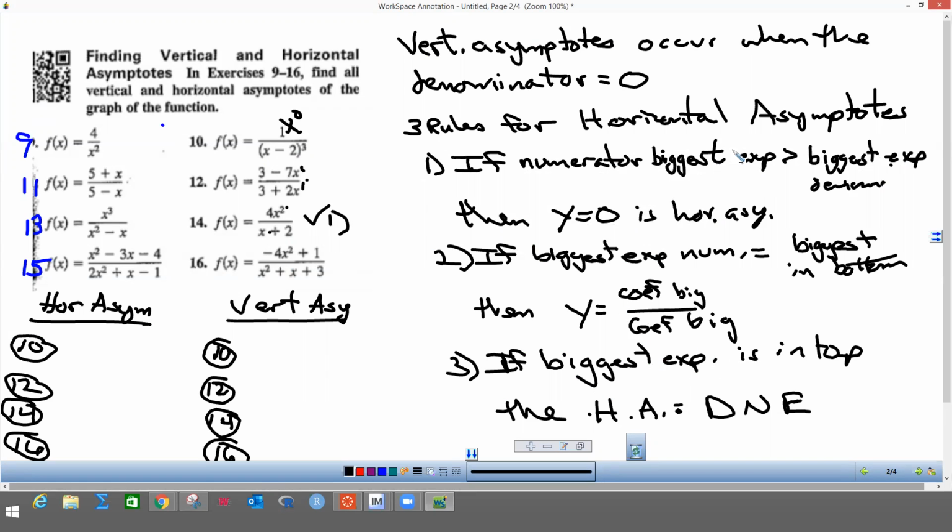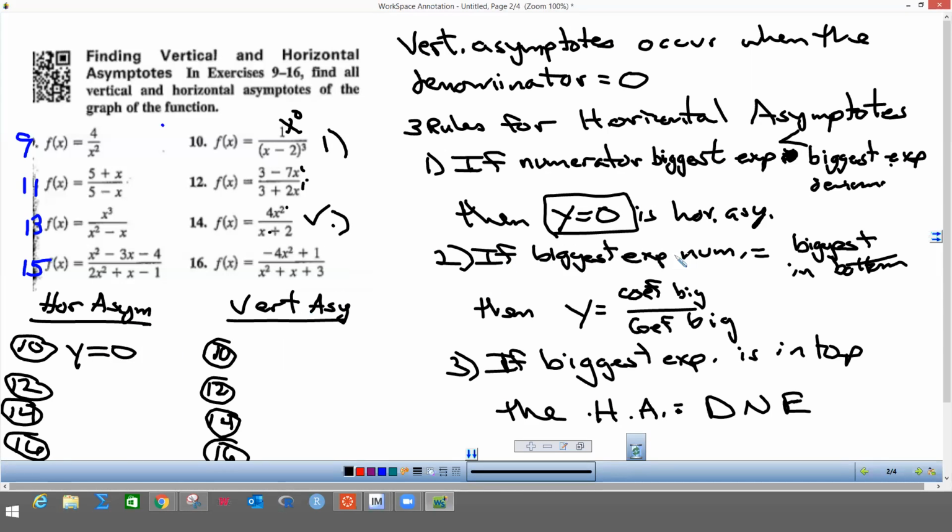okay, I wrote this wrong. This should be the other way. If the biggest exponent is in the denominator, so this should not be less than, this should be less than. So this is not rule number 1. Rule number 1 is this one. The biggest exponent in the top is less than the biggest exponent in the bottom. So this is the answer to number 1 or number 10. So this would be y equals 0.